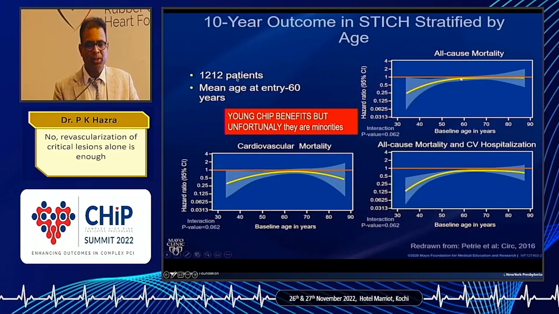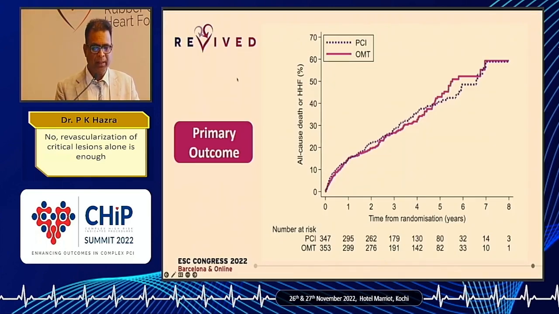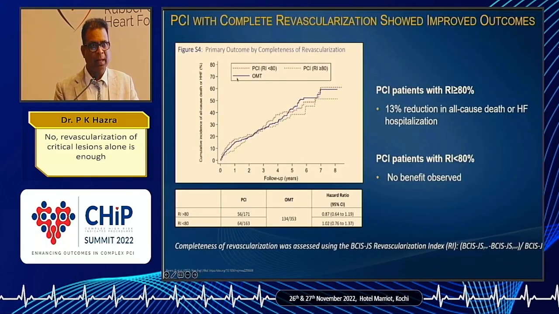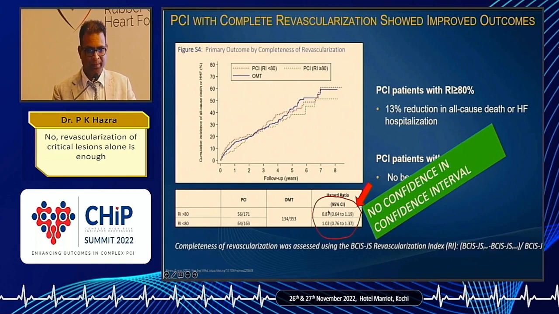There is 10-year STICH data that young patients do benefit from CABG and PCI. But these are minorities. Where do you get a 40-year-old man having a classical CHIP patient? So REVIVED data looks good, but in some sub-analysis, if you go for complete revascularization index more than 80, in one view you can see that the hazard ratio is 0.87, but if you look at the confidence interval, there is no confidence in the confidence interval. It has crossed 1.